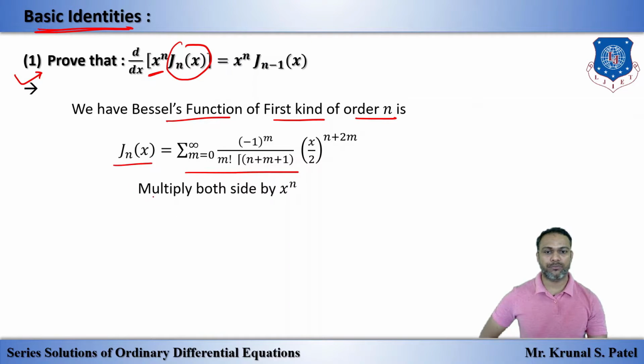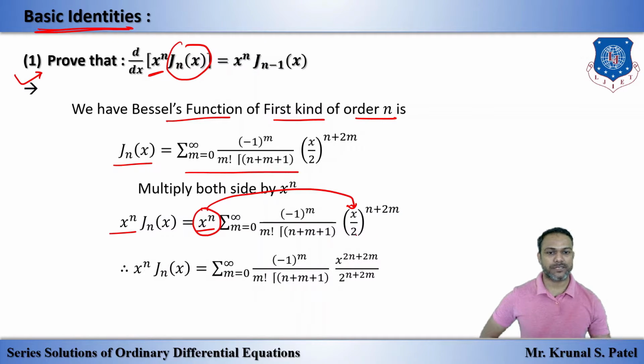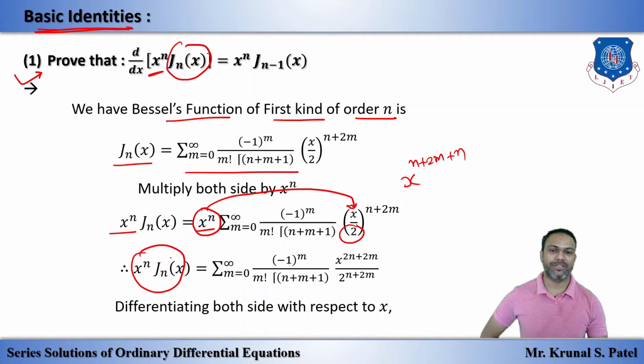So multiplying both sides by x raised to n, this x raised to n goes with this x, so we have 2 raised to n plus 2m as it is, and x raised to n plus 2m plus n, so 2n plus 2m. Now we will differentiate this on both sides with respect to x. So we have d by dx of this on the left hand side.